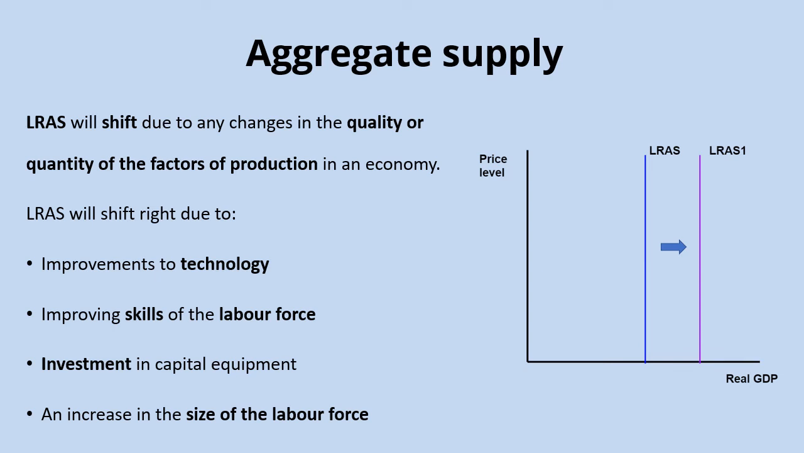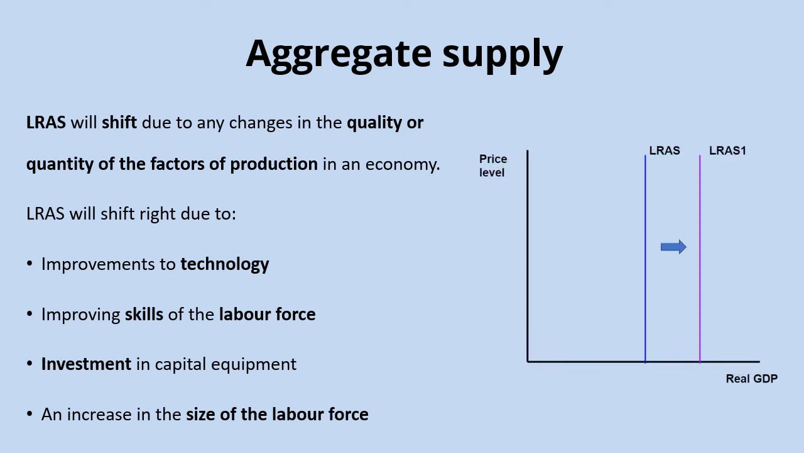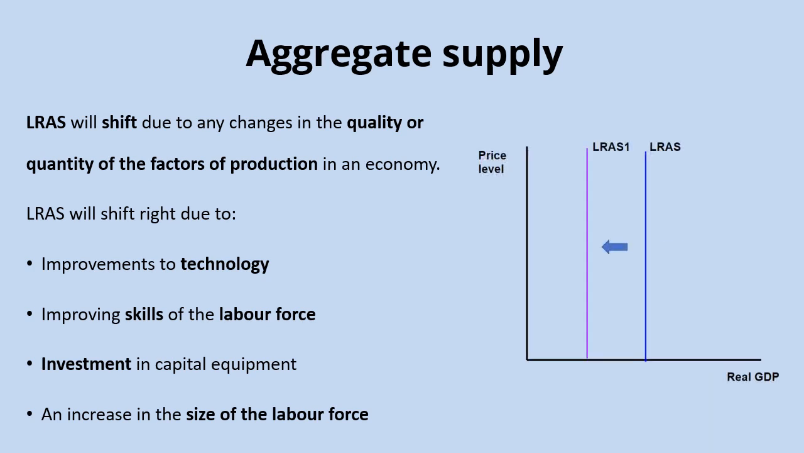But in more recent times, with ageing populations and people retiring, a shrinking labour force could cause the curve to shift left. Now, for the same reason, inward migration would increase the size of the labour force and shift the curve to the right, but outward migration would have the opposite effect and shift the curve left.